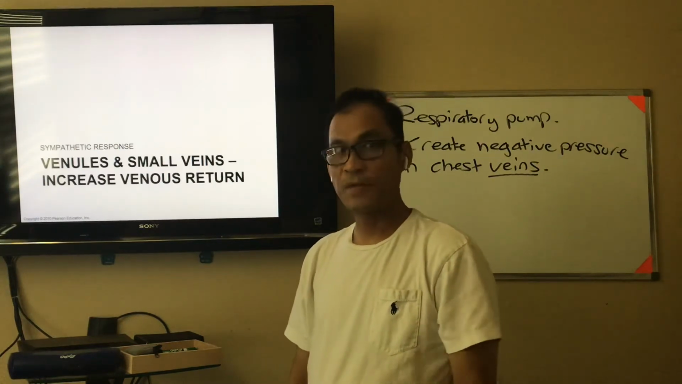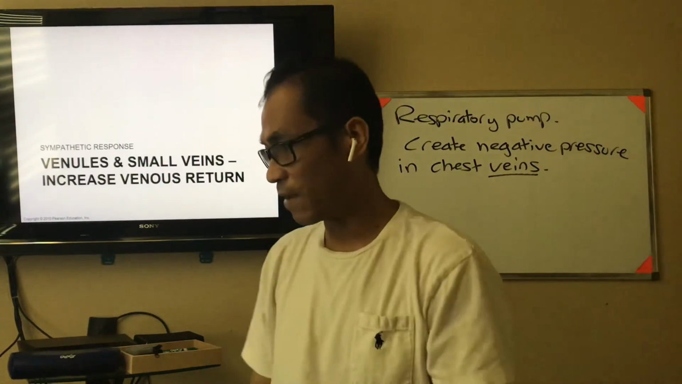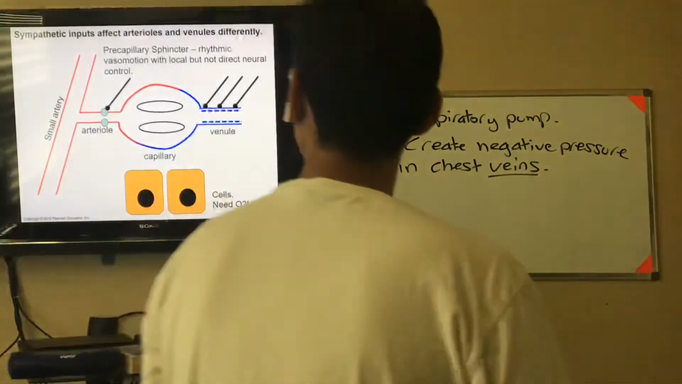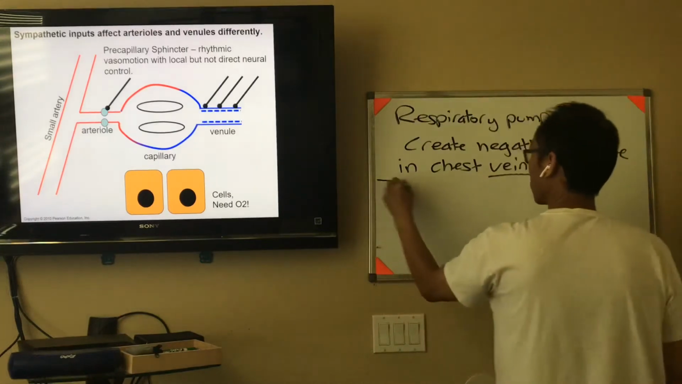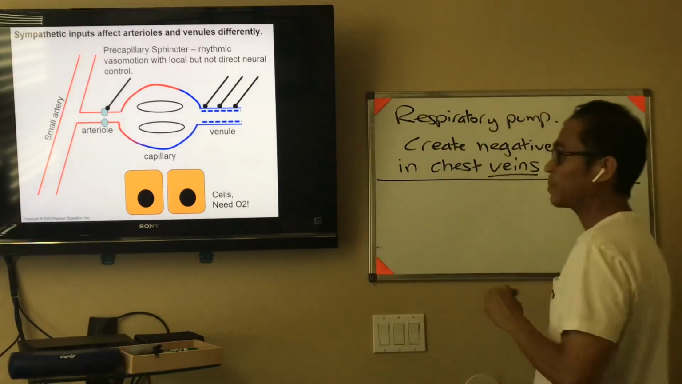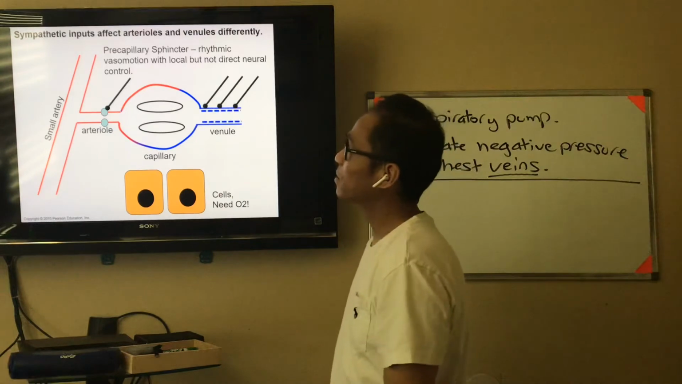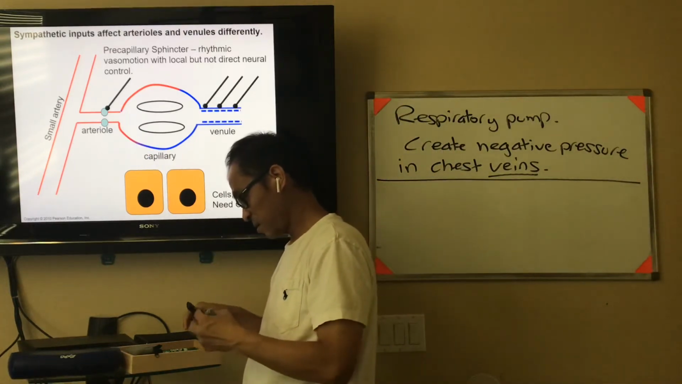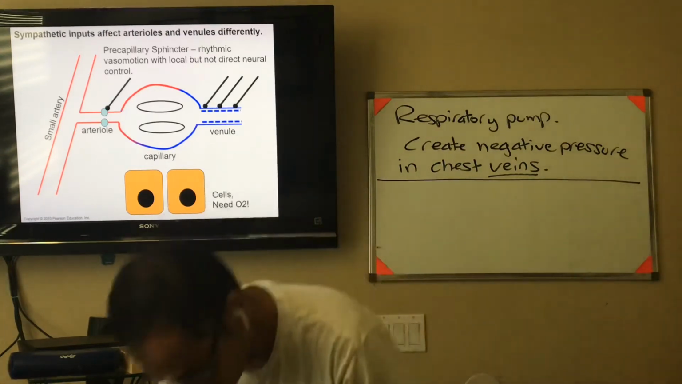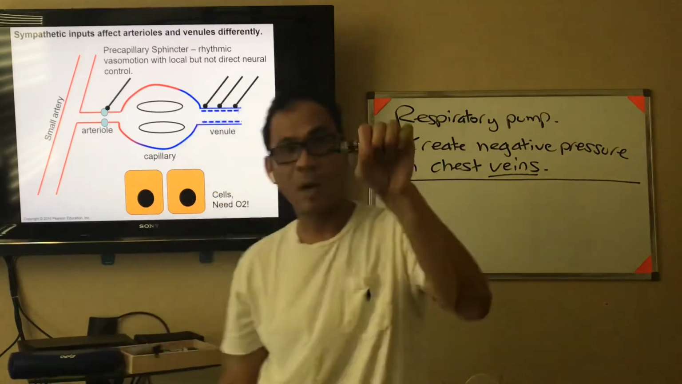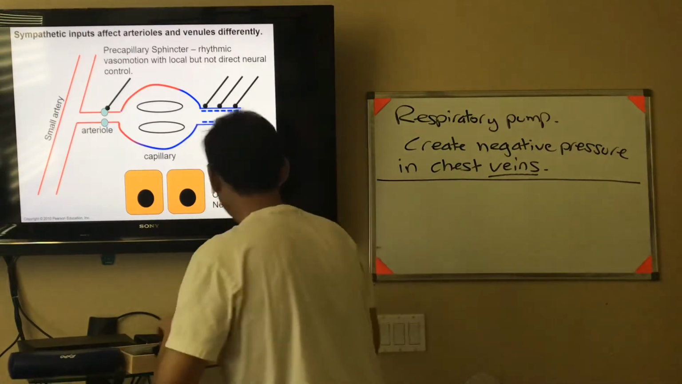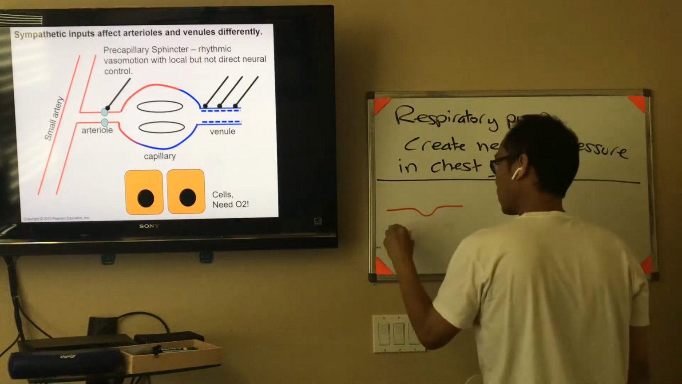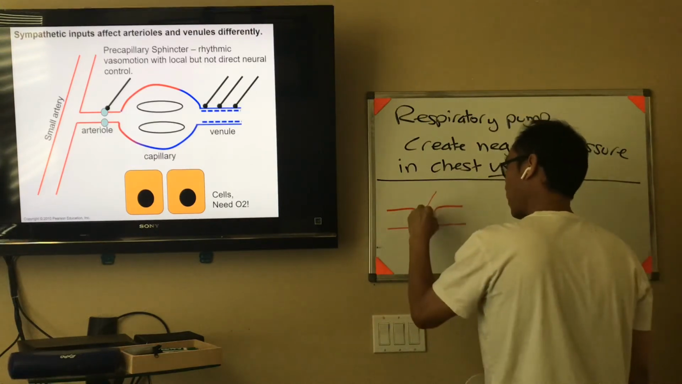So let's talk about how the sympathetics affect the venules and small veins, because they affect them differently than arterioles. So here's a side by side. What we had said was the sympathetic inputs for the arterioles, it's like clamping down at one location. So for arterioles, it's like just clamping down one part right there.